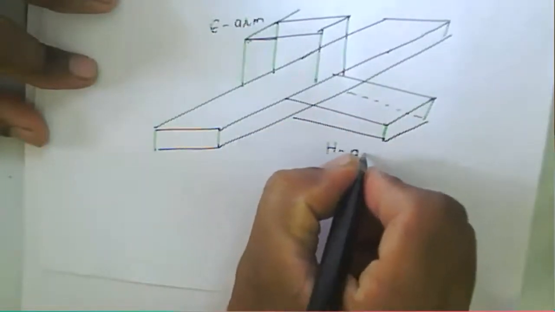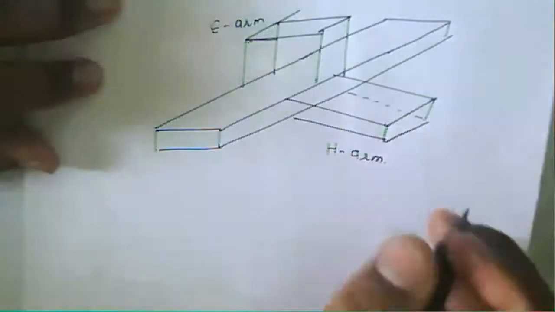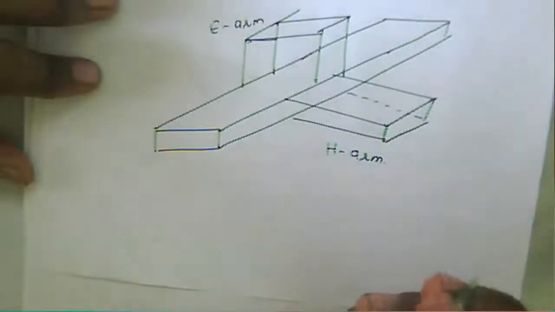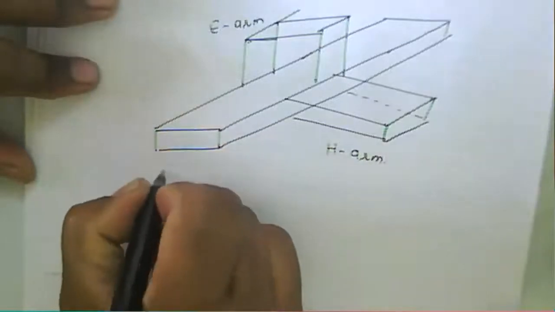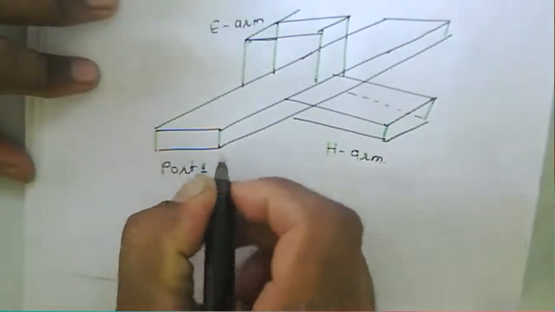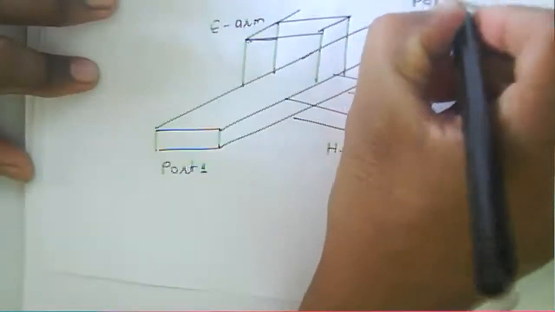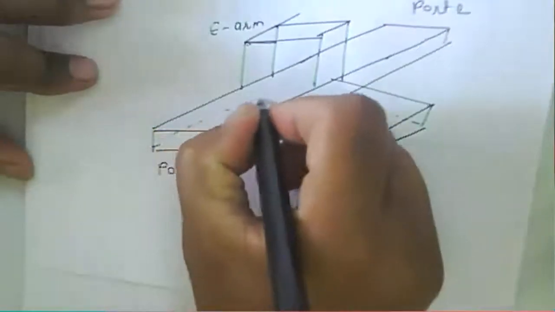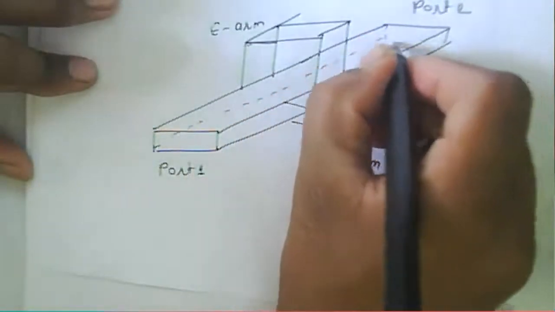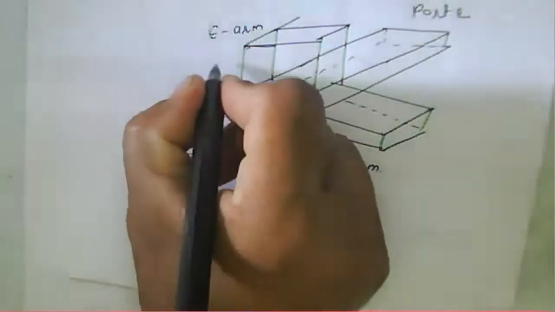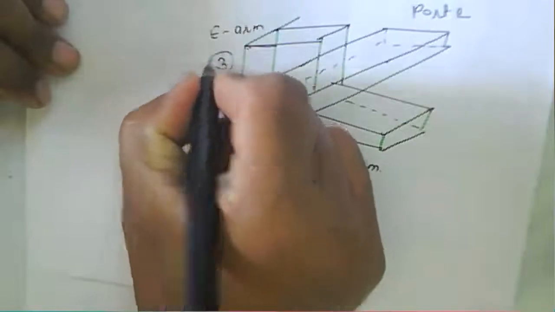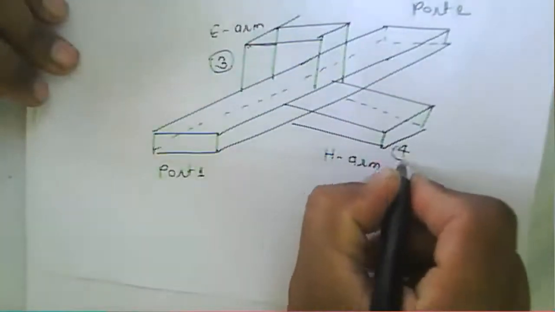And this is nothing but your S arm. So that's about your magic tee. Now if you see, this port one we say is your main arm, that is port one. This is nothing but your port two. Now this arm is the E arm, so it becomes port three. This becomes port four.